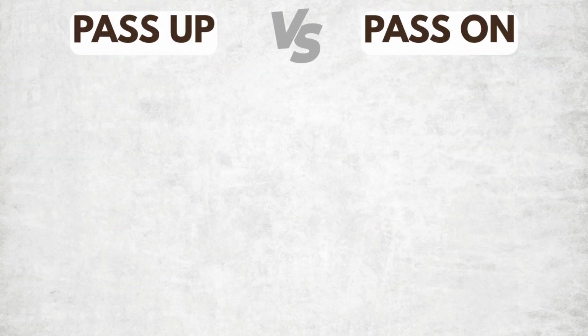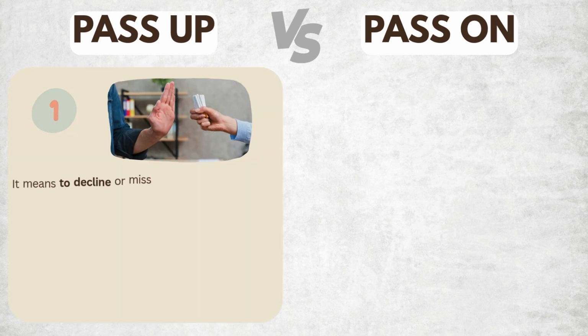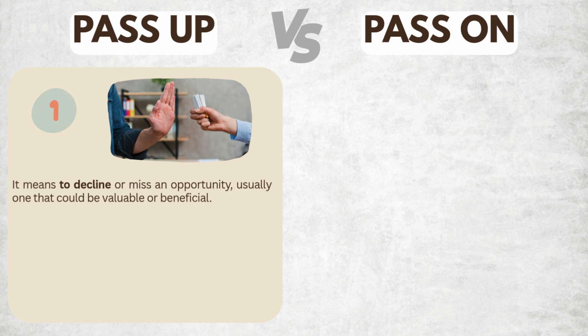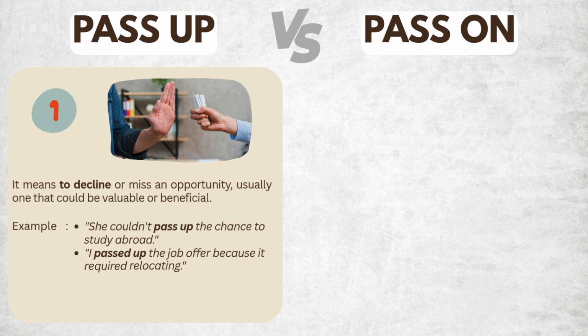Next up is another pair of phrasal verbs that are easy to confuse. Pass up and pass on. Pass up means to decline or miss an opportunity, usually one that could be valuable or beneficial. For example, she couldn't pass up the chance to study abroad, or I passed up the job offer because it required relocating. In both cases, someone chose not to take an opportunity.